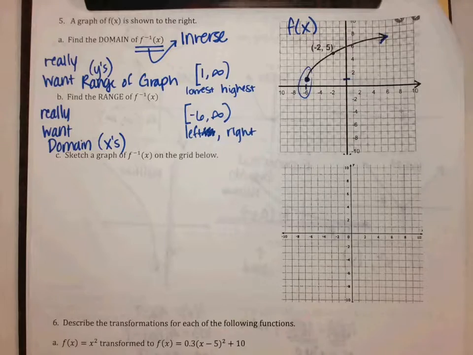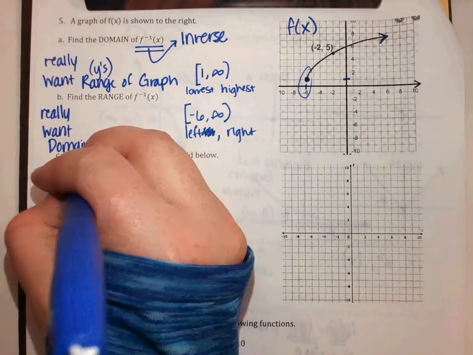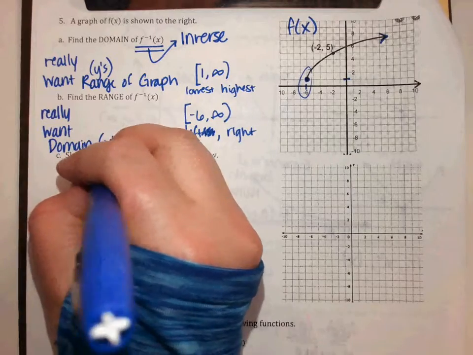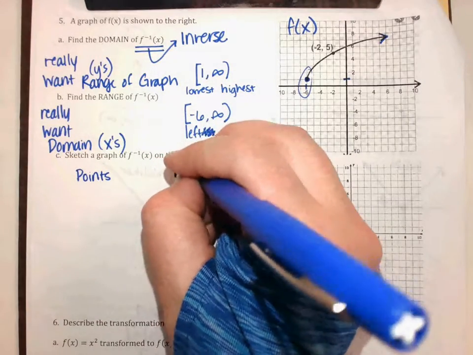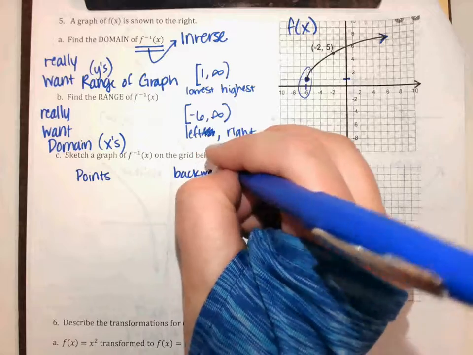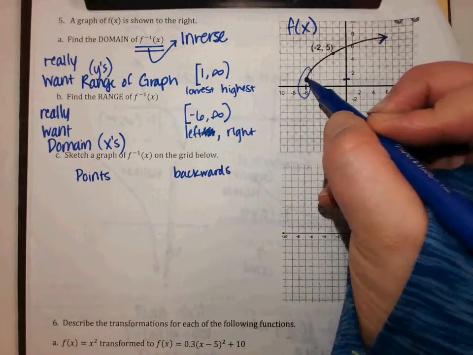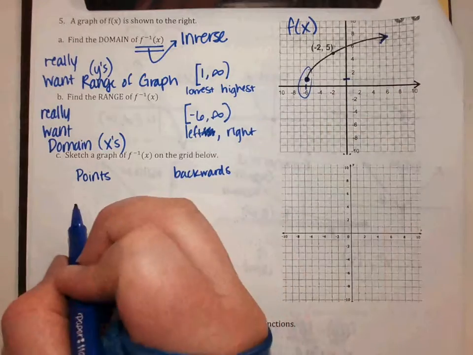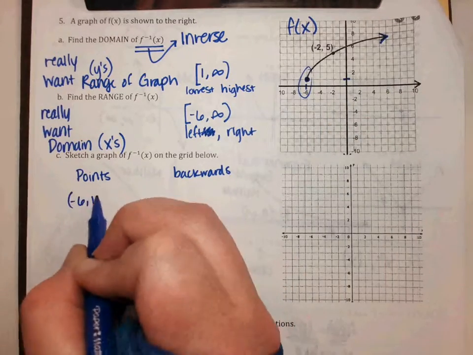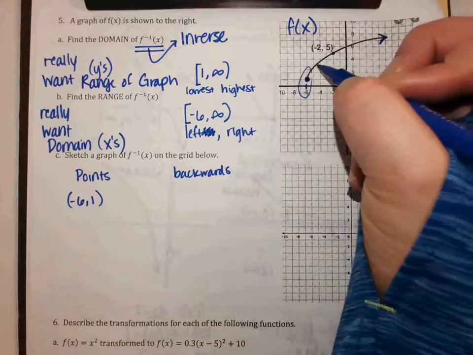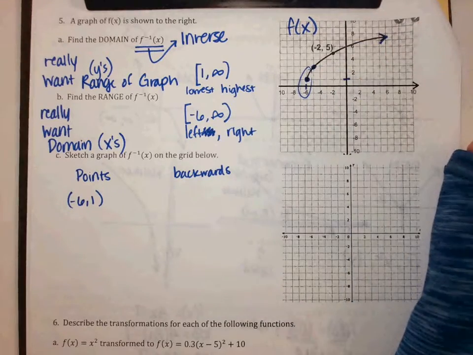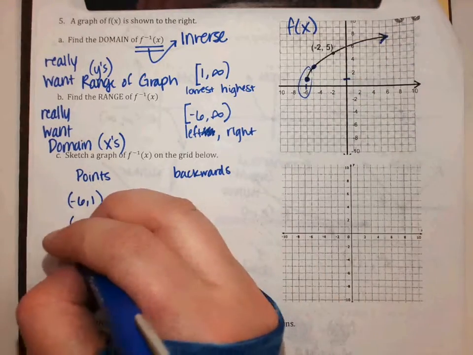You want to sketch a graph of the inverse. If you don't remember how to do that, all you need to do is find your points and then make them backwards. So look at your graph. What is the ordered pair for right here? Give me an x and a y. Okay, -6, 1. Okay, next pretty point I see is here. -5, 3. -5, 3. Good job, Miriam.